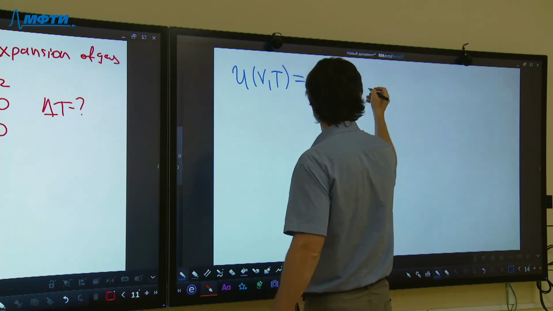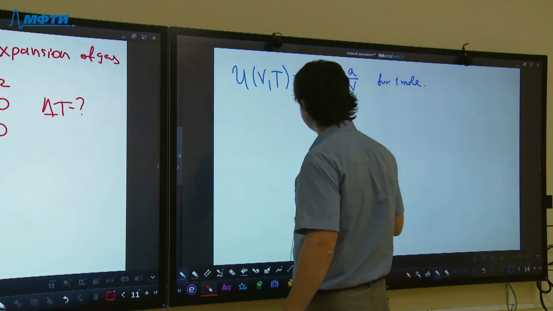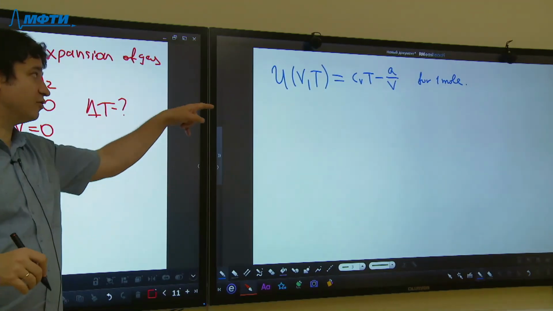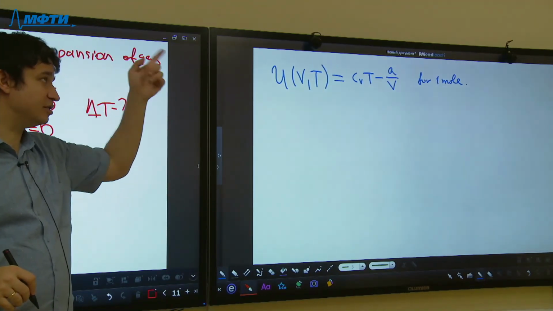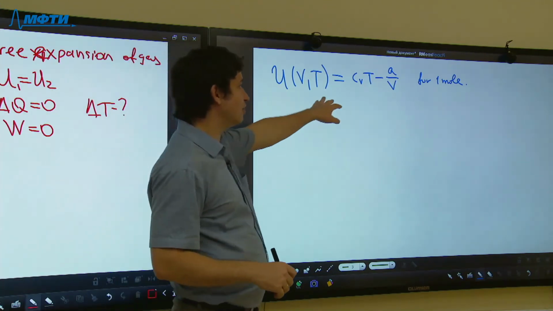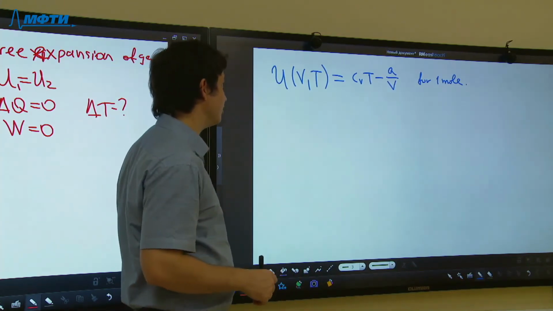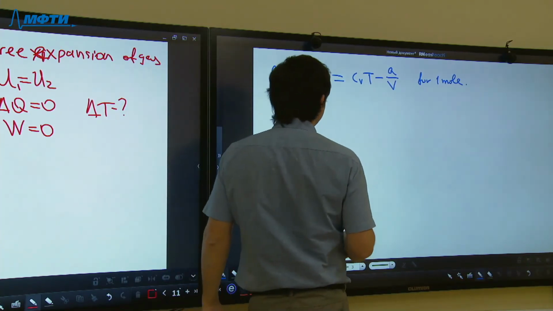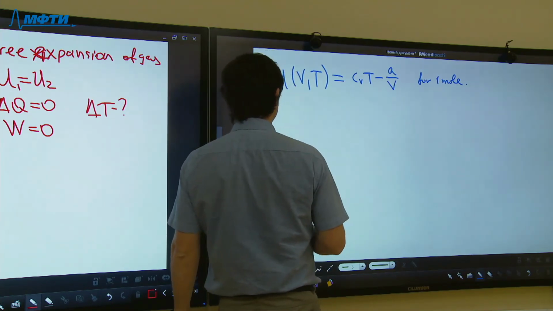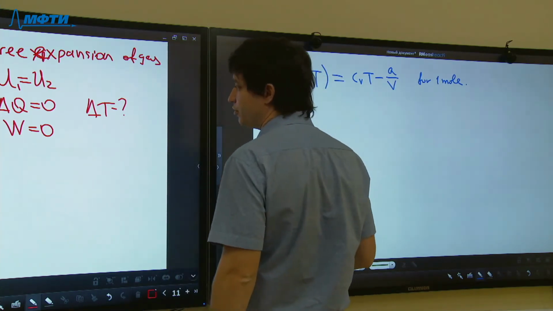For 1 mole of gas. The derivation of this equation is in the lecture, so you can check the derivation. If you don't remember where this equation comes from, you need to check out the derivation there. Okay, that's the internal energy for 1 mole of the gas. But we don't have 1 mole of the gas. We have 2.5 moles of the gas.